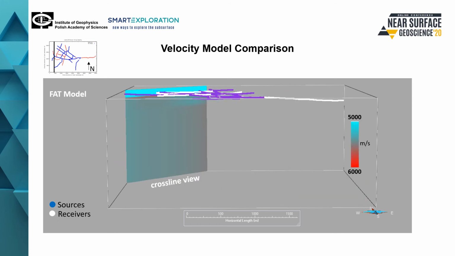Now, in order to know the 3D nature of the known mineralization, I am showing some of the cross-line views. Here is the FAT-derived velocity model compared to the FWI velocity model. Here we can see that the known mineralization is curved. Now if we project the known mineralization, it fits quite well, which further explains the correctness of the velocity model.